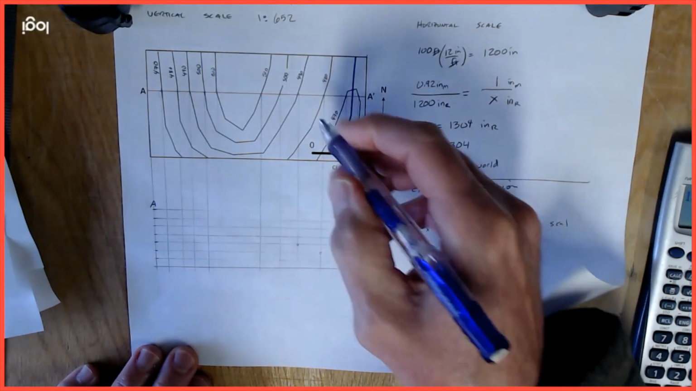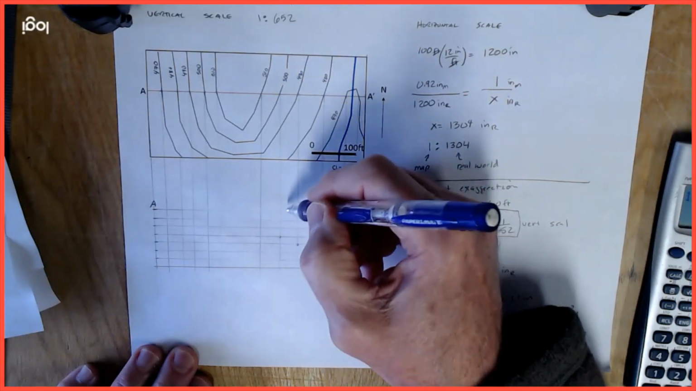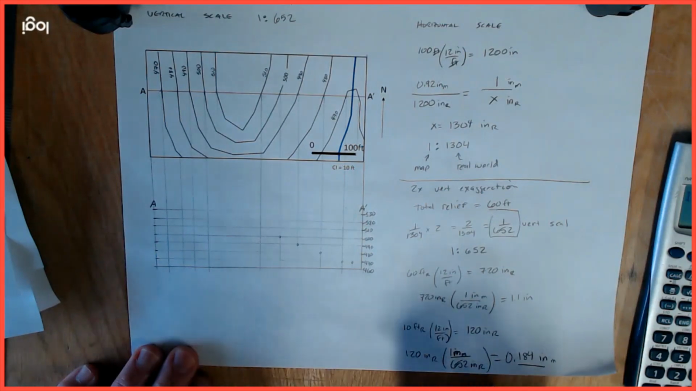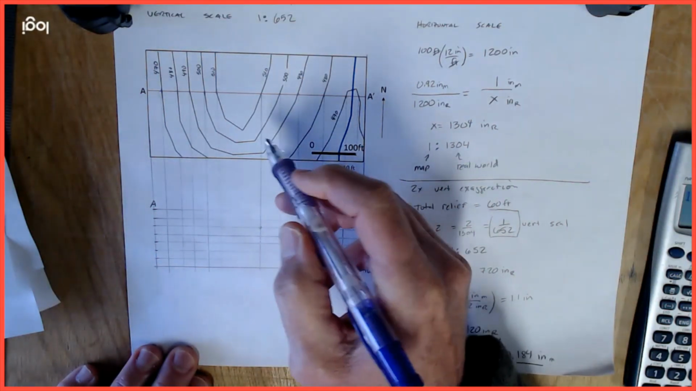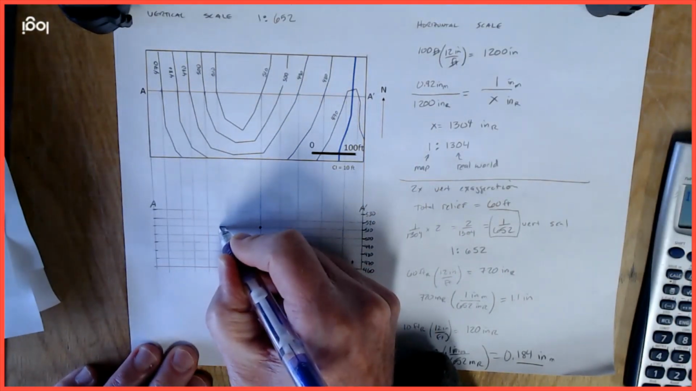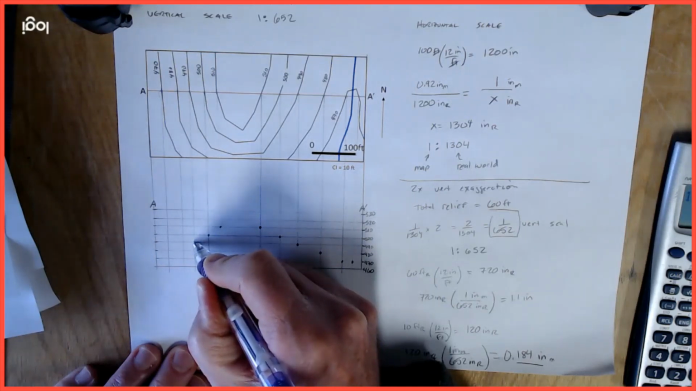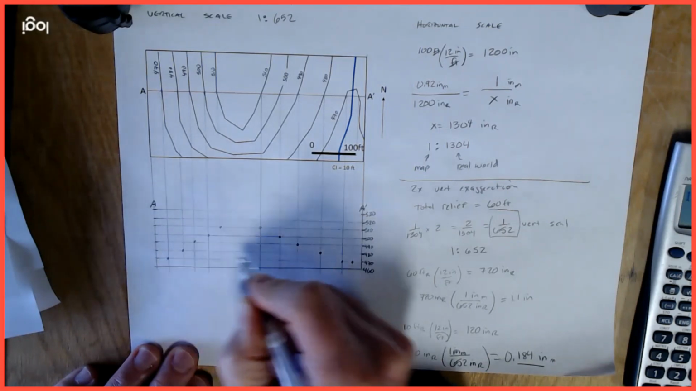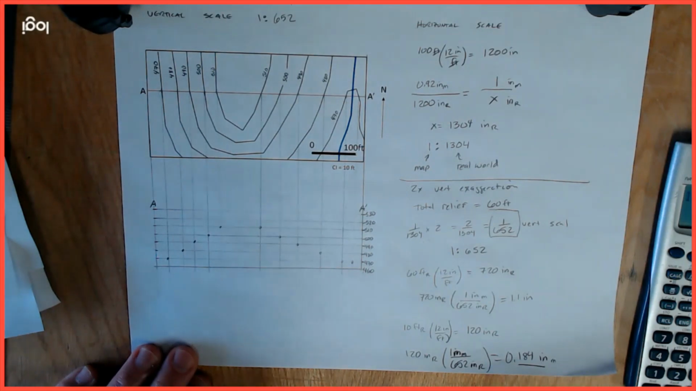There's 490. 500 projects to here. Sometimes it's useful to label these lines of projection, or you can simply keep track of it. And then up to 510. On the other side of the hill, we've got 510 projecting to here, 500 projecting to here, 490, 480, and 470. So there is my cross-section projected down.